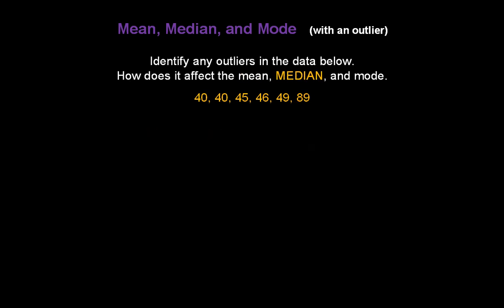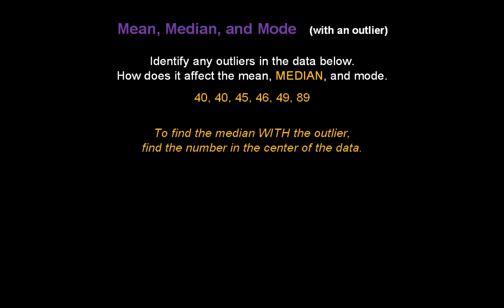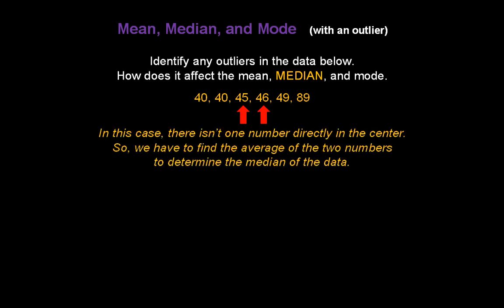So now let's take a look at the median, the number right in the middle. To find the median with the outlier, remember, find the number in the center of the data set. So we're just going to work our way into the center, and oops, there's no one number right in the center. We have 2 numbers in the middle. But we have to have only 1 number for a median. So what do we do? In this case, since there isn't 1 number directly in the center, we have to find the average of the 2 numbers that are in the center. That'll give us the median of the data.